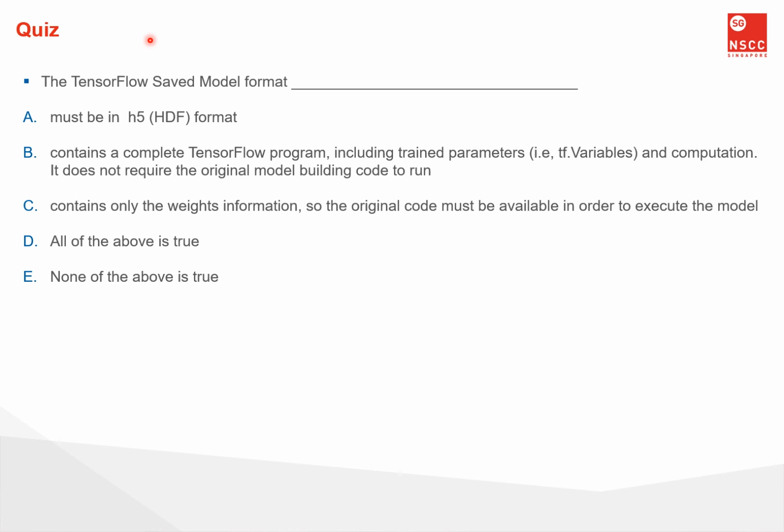Here is another quiz question. Again, pause at the end of the video to think about the answer. The TensorFlow SavedModel format, which is the format for TensorFlow only: A, it must be in the H5 format. Or B, it contains the complete TensorFlow program, including the trained parameters, variables, and computation, and it does not require the original building source code to run. C, it contains only weight information, so the original source code must be available in order to execute the model. D, all of the above are true, and E, none of the above are true. Again, pause and think about the answer: A, B, C, D, or E.